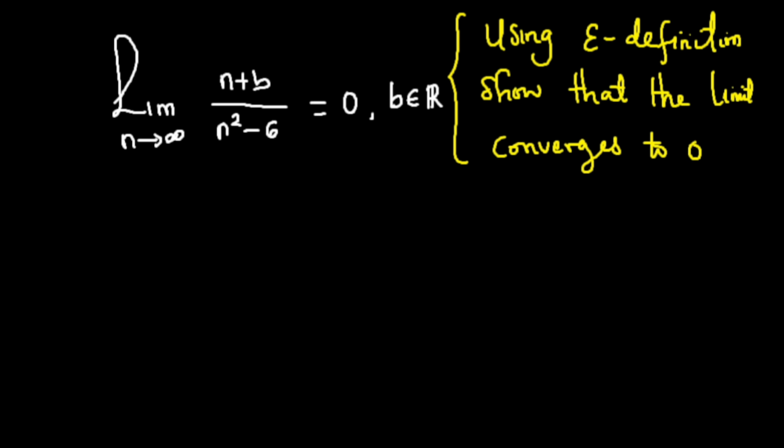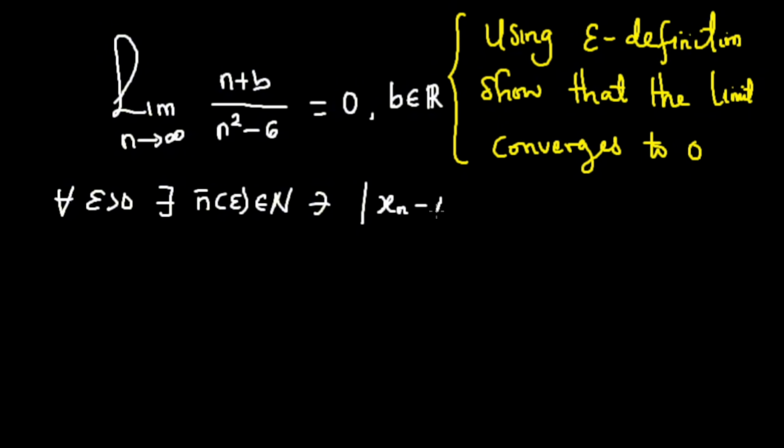So first thing you want to know is how to write the epsilon definition. So you want to know that for all epsilon greater than 0, there is N of epsilon in N such that the absolute value of xn minus L is less than epsilon, right? For all n greater or equal to N of epsilon. So once you know this, then the rest of the matter is just very trivial. So just plug them in.